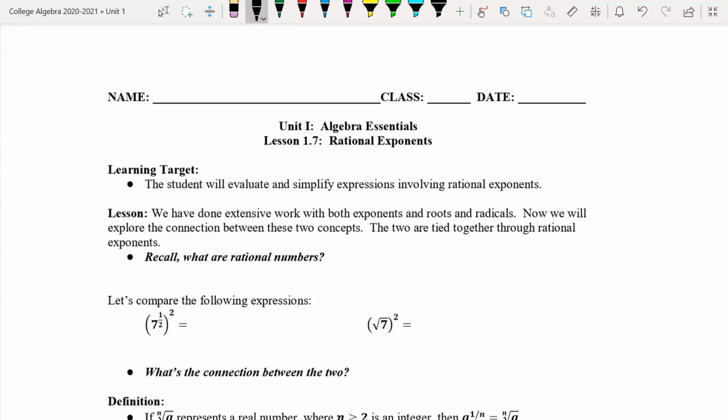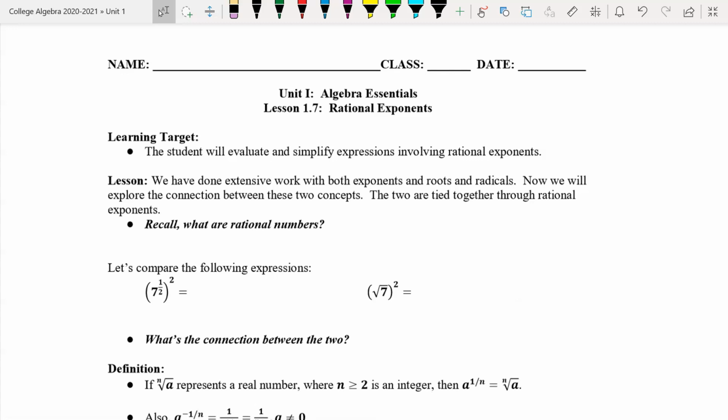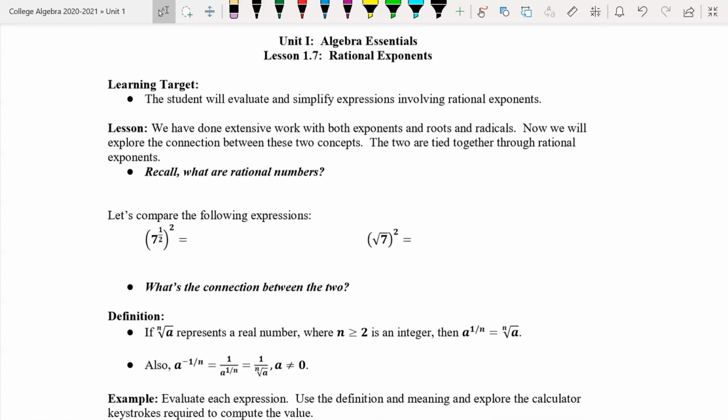So 1.7, or 1.8 in our case, is rational exponents. All right, so recall, what are rational numbers? This is from that first lesson. It's anything that could be written as a fraction, a repeating decimal. So example, if I had this repeating, that's 1/3. It can also be -1, 0, any positive number, or a decimal that ends. Those are all examples of rational numbers.